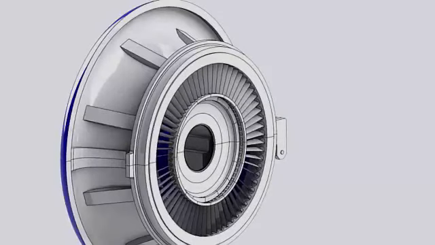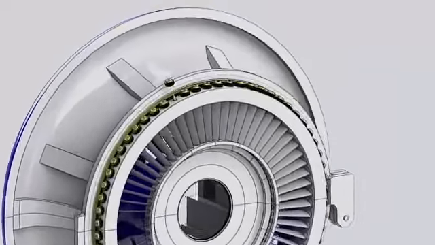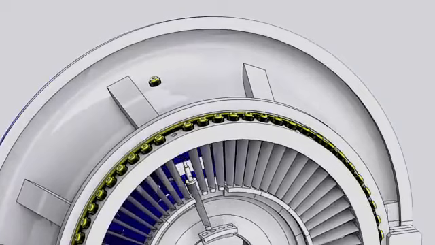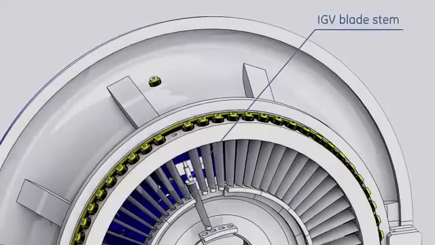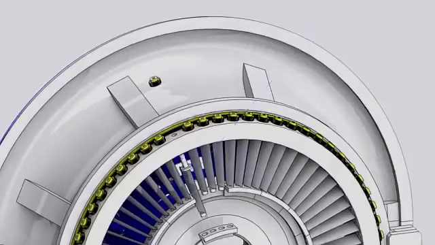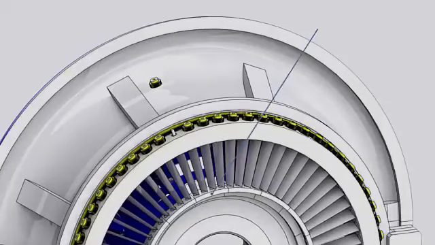Variable inlet guide vanes are located at the aft end of the inlet casing. The function of these guide vanes is to control the amount of airflow across the compressor. The total number of the inlet guide vanes is 64 blades. Each blade stem is inserted into a hole machined on the inlet casing. Each 4 of them are supported from below by one inner segment.